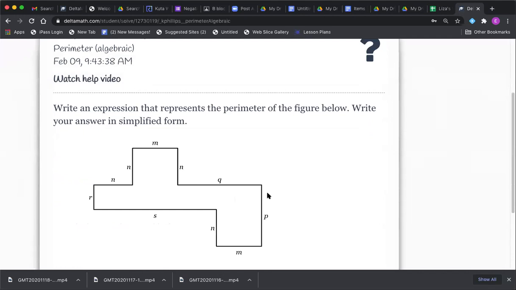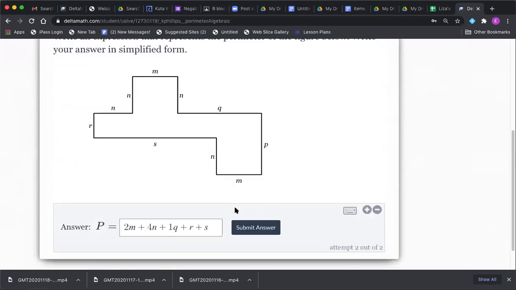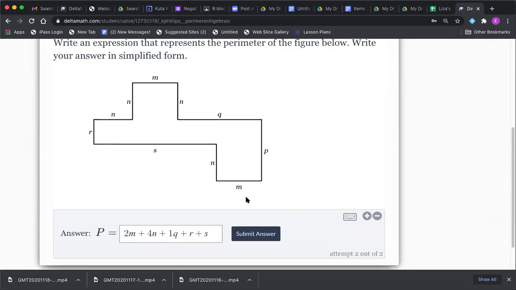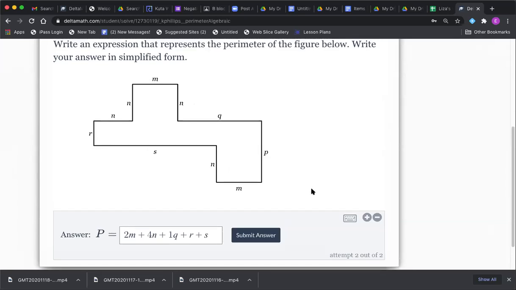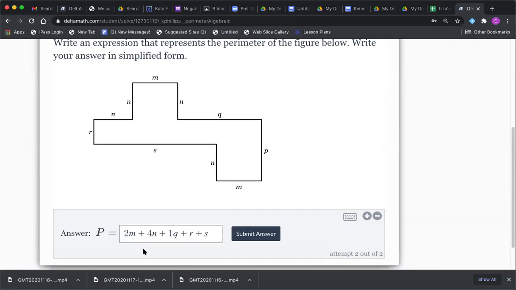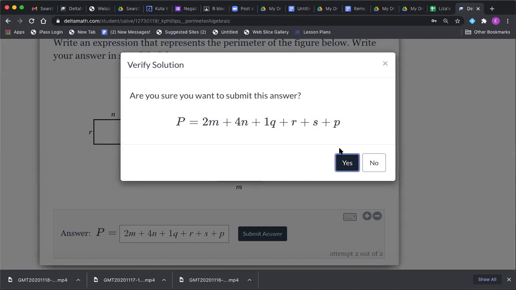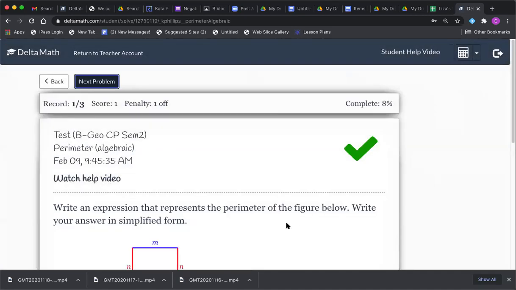What did I mess up? Oh my gosh. Who sees my mistake? What did I do wrong? 2M, 1, 2, 3, 4 N's, 1Q, 1R, 1S. What's wrong? I forgot P. Oh, there is a P. I didn't even see it. Ah, thank you. 1P. There we go. But I have everything else, right? Whew. Oh, yay. Thank you.